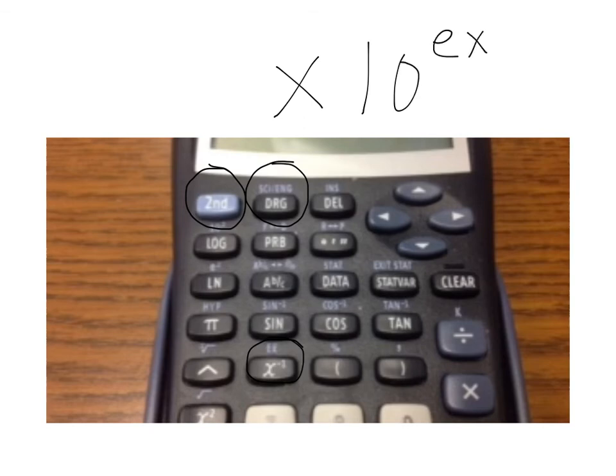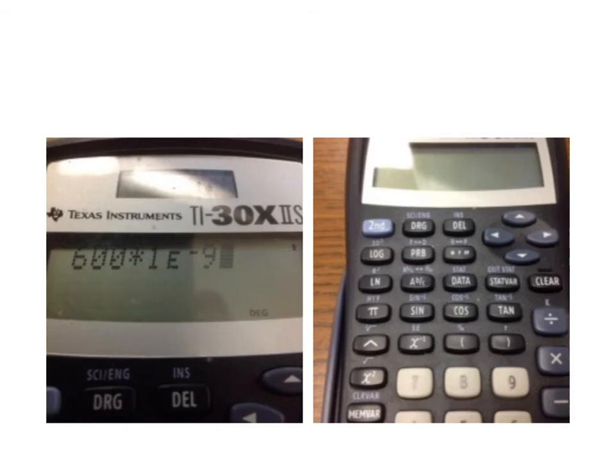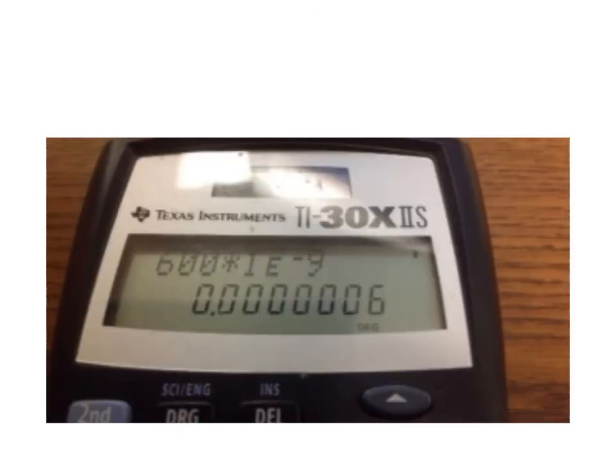So just to review the calculator functions, this is all about the TI-30X. The big functions, again, are the second key, which allows us to go to scientific, and then the E key, which acts as our times 10 to the exponent, whatever exponent you happen to have. To review everything, to get the first part, you're going to take 600 second EE, negative 9. You'll get this answer here.